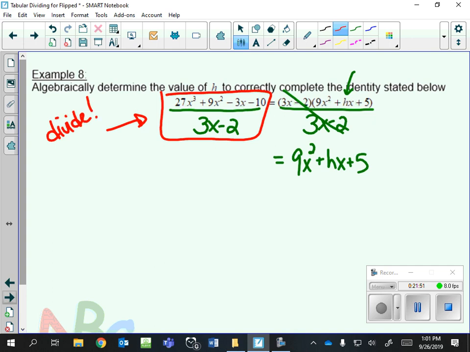Okay, so if you feel confident at this point, hit pause, do the division on your own, and then hit play to check your answer and find the final answer of h equals, because that's what my final answer needs to say.